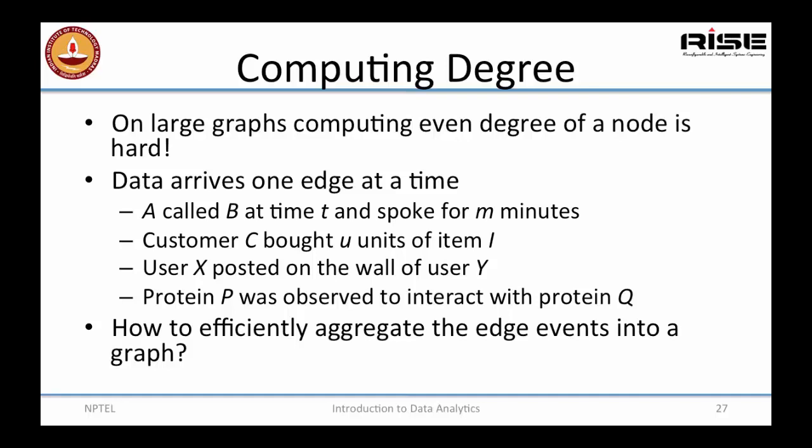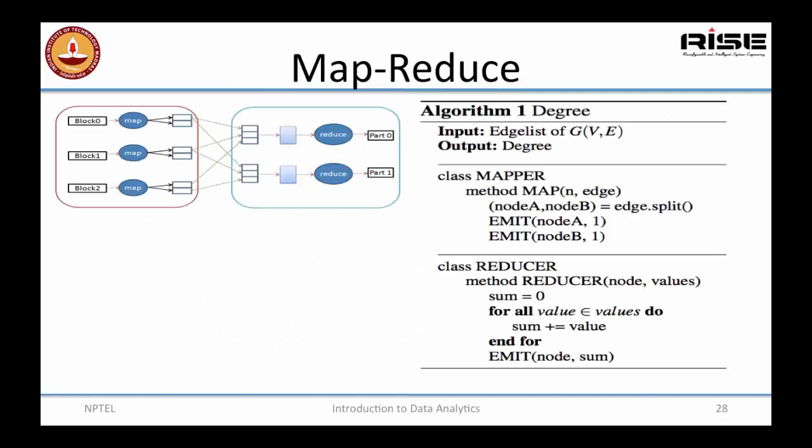Or you could think of trying to create some kind of an interaction graph on Facebook. So user X posted on the wall of user Y. Now these events, even if they are available to you post facto, are so numerous that aggregating them and finding the degree of the graph itself could take a while. So you could actually use MapReduce to efficiently aggregate the edge events into a graph. Here is a simple program that would do that.